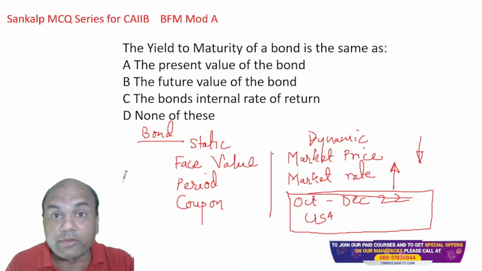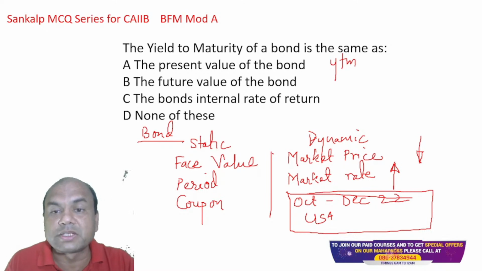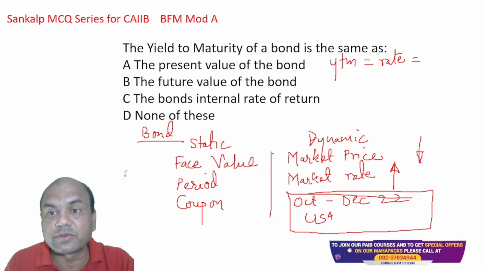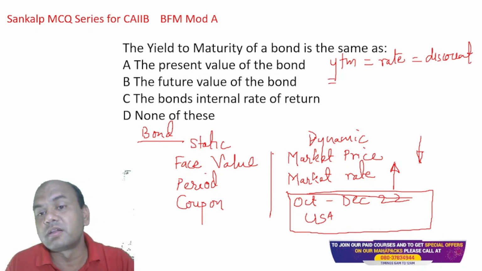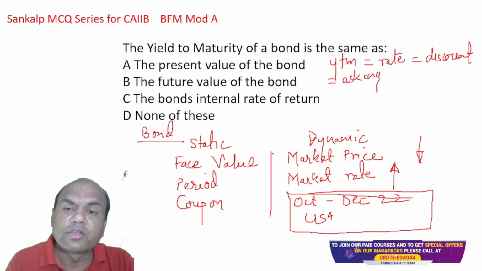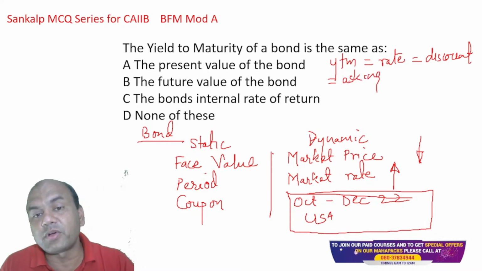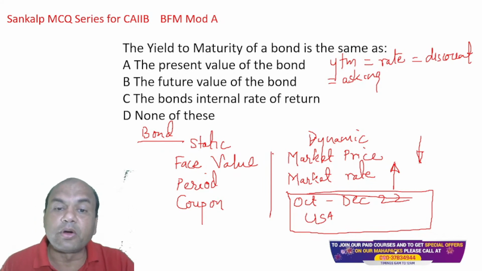There are 4 to 5 names for this YTM. It will be called YTM, yield to maturity, or the market rate, R. All of these are called R. Next, you call it discount rate. Any name can be given. Then asking rate. So the YTM of any bond is same as the present value of the bond, the future value of the bond, the bond's internal rate of return, or none of these.